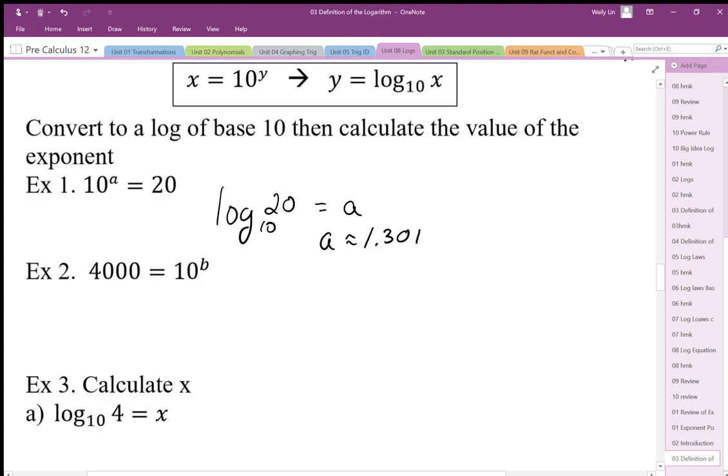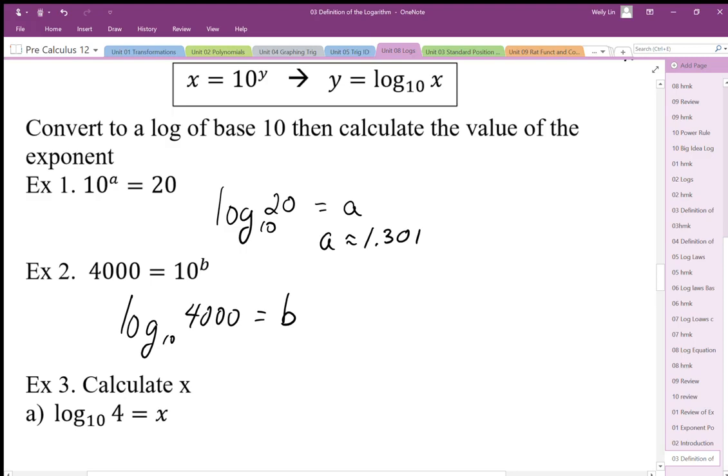I'm going to actually give a third decimal here, 1.301. So that sounds about right, because it's got to be bigger than 1, because 10 to the power 1 is 10. It's got to be less than 2, because 10 to the power 2 is 100. Okay, so somewhere in between. Here I'm going to go log base 10. The argument is 4,000. It's going to equal b.